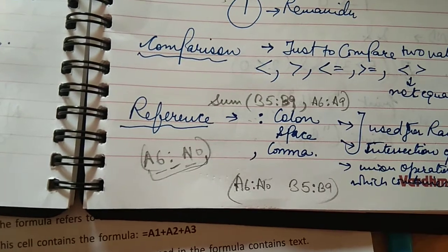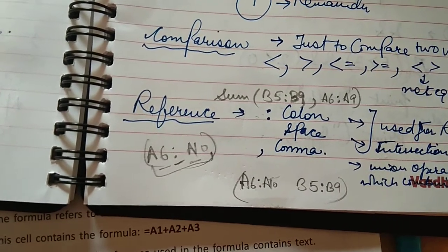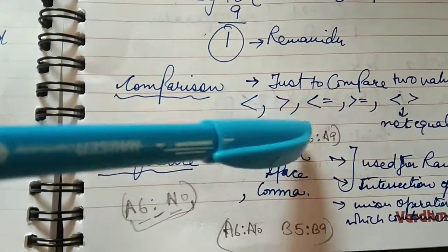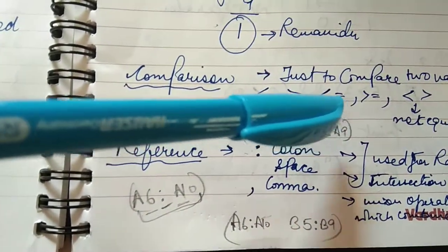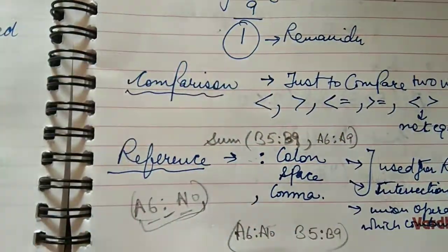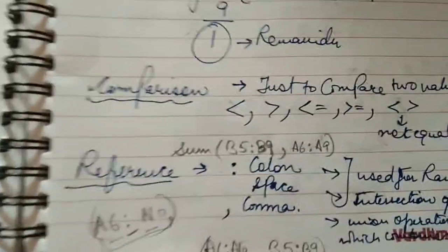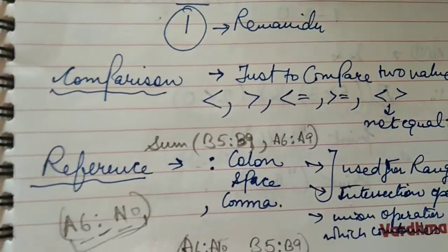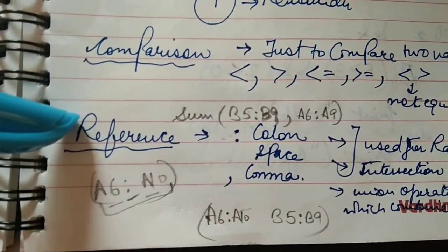Comparison operators are just like your relational operators. Just as in mathematics you use greater than sign, less than sign, greater than equal to, less than equal to, and this sign is not equal to. So these operators are used in computers also for comparison calculations in the formulas. Next category is reference operators.